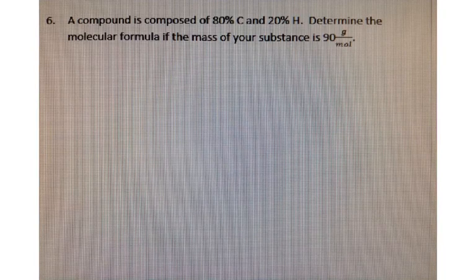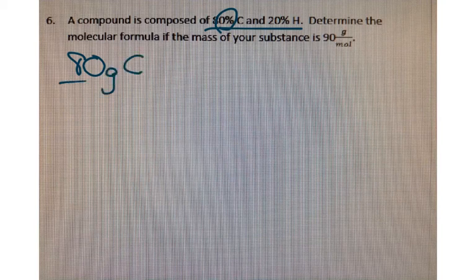All right, in this example, we don't give you the exact empirical, so the first thing that you're going to need to do is find the empirical formula so that you can figure out the molar mass of your empirical. So once again, you're going to do the same steps that you did for the empirical formula. When they give you percentages, just to let you know, all you do is change that sign into grams. So instead of 80%, I'm going to say 80 grams of carbon.